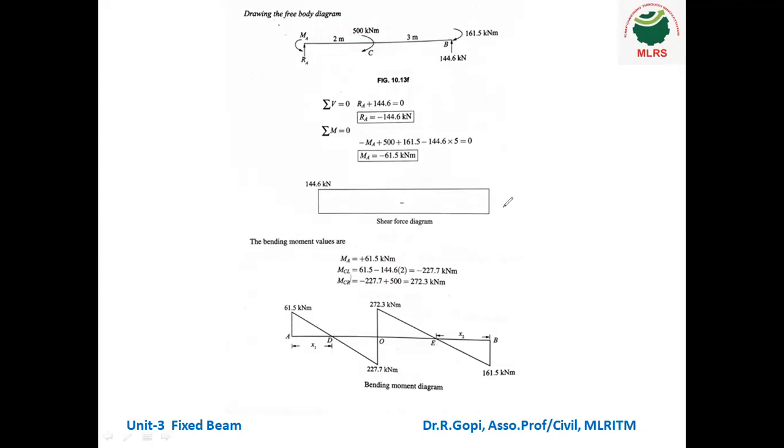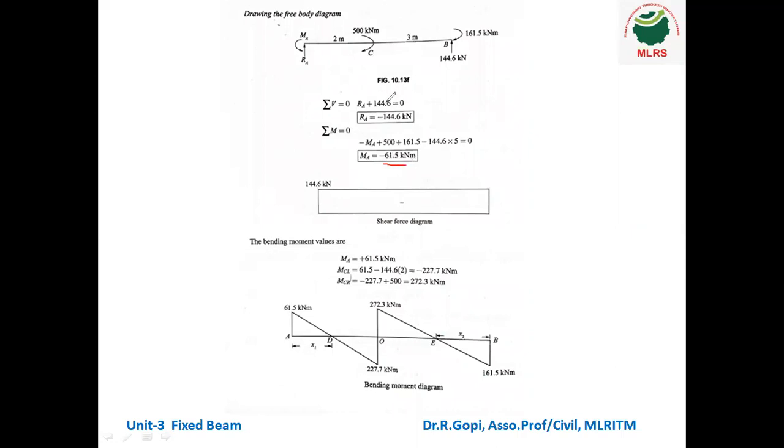So therefore, what is the corresponding shear force diagram? The shear force diagram is nothing but a rectangular diagram only, 144.6, because both side reactions are the same. So 144.6 kilonewton, that is the shear force diagram. Next, coming to the bending moment diagram. The corresponding bending moment MA is equal to 61.5.